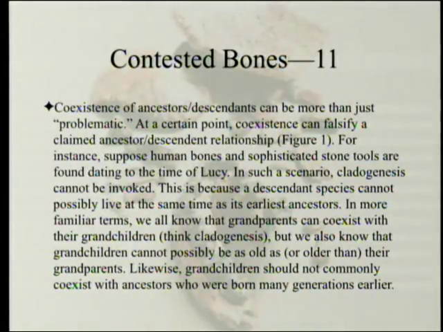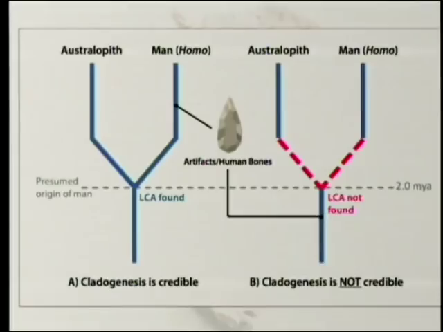In more familiar terms, we all know that grandparents can coexist with their grandchildren, think cladogenesis, but we also know that grandchildren cannot possibly be as old as, or even older than, their grandparents. Likewise, grandchildren should not commonly coexist with ancestors who were born many generations earlier. And you see, if you have artifacts in human bones, when you have man, that's easy. If you have artifacts in human bones where you have a common ancestor, unless the common ancestor is also human, you have a problem.